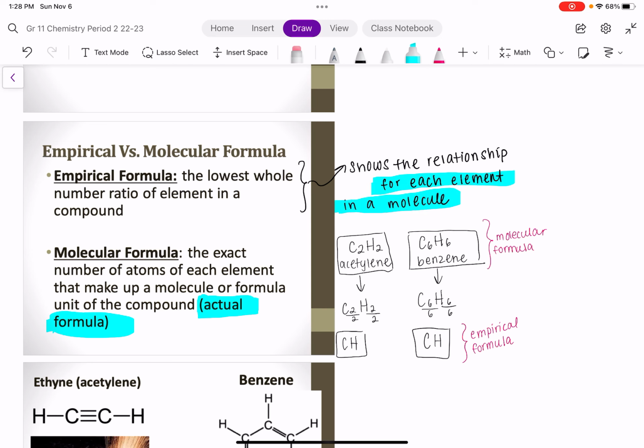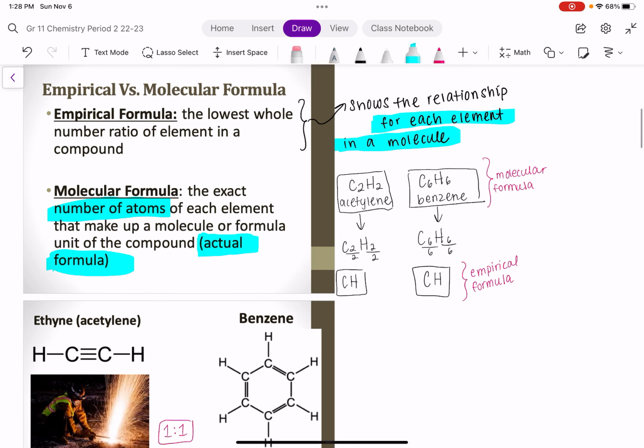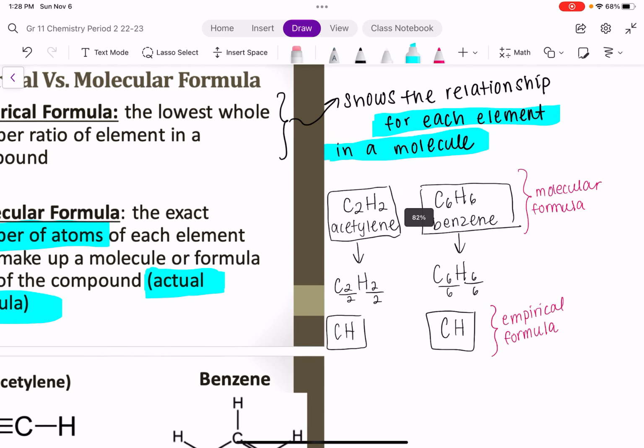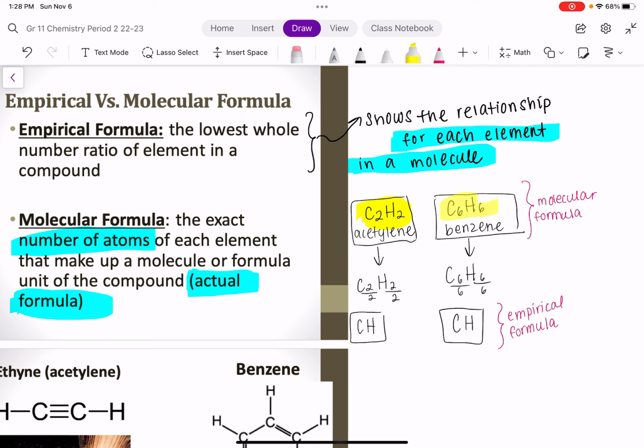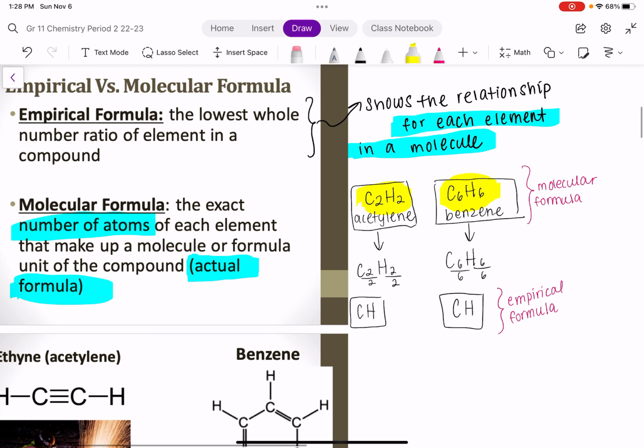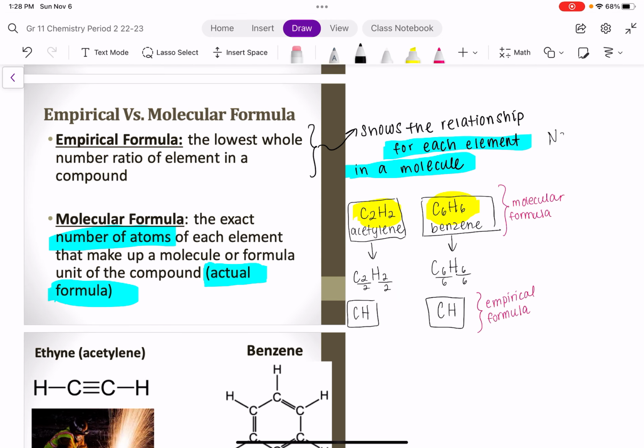Whereas a molecular formula will show you the total number of atoms in a specific compound. For example, the molecular formula for acetylene is C2H2, and the molecular formula for benzene is C6H6. A lot of the formulas that we've been looking at are molecular formulas of our compounds. For example, sodium chloride: for every one sodium atom, there's one chlorine atom in sodium chloride.